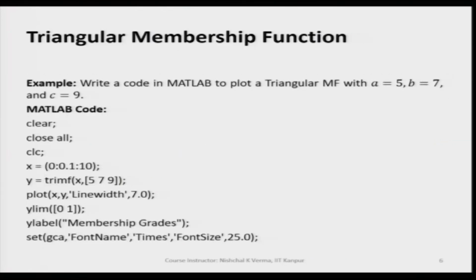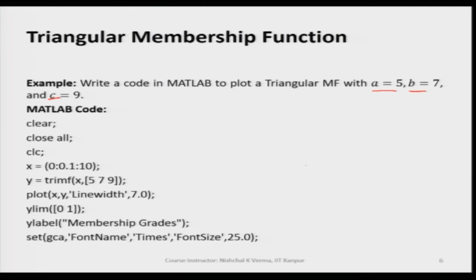So, here you see we have MATLAB code for generating a triangular fuzzy membership function. This code generates the triangular shaped fuzzy membership function whose vertices are a, b, c. So, a here is equal to 5, b is equal to 7 and c is equal to 9.